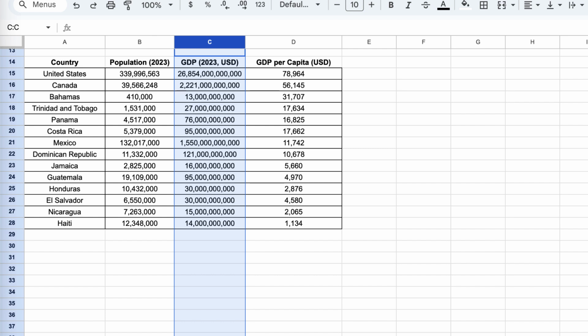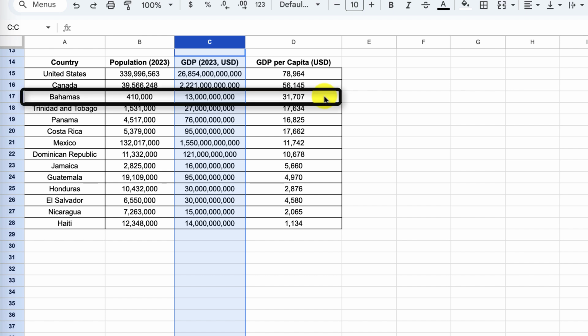So as we look at this, we can see that, not surprisingly, United States has the highest GDP per capita, and second comes Canada, but then number 3 is the Bahamas. And the Bahamas has a population of just over 400,000 people, but they have the 3rd highest GDP per capita in North America. So there are a number of revelations we could get from looking at this data in this format.